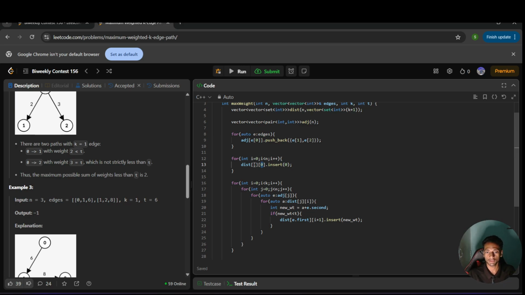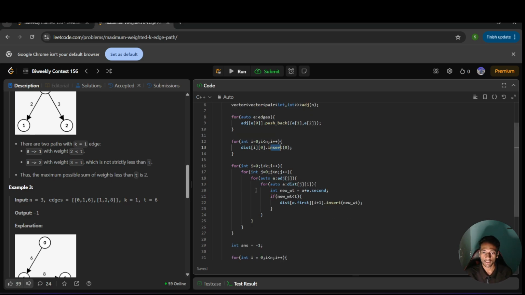So that's why I'm storing this for each i equal to 0 to i less than n, for each starting node, and k, this is the second index of the 2D array. So second is the number of edges I have used here. Here 0 edges I have used, and insert means I'm storing the 0 weight I have reached here. Got it? Next is starting from 0 to k, that means 1. Previously I had 0 edges used. Now what I have to do is 0 plus 1, the next number of edges.